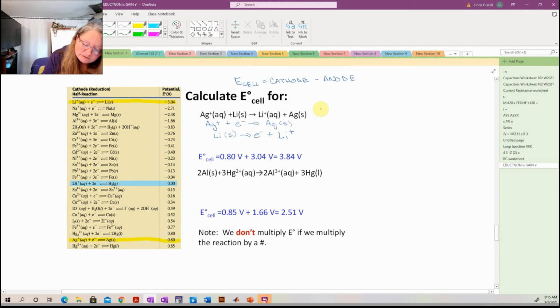Now let's do our cell diagram. Remember, we start with the thing that is a solid going to its ion. And then here's my salt bridge. And then what am I doing? I'm going to take an ion plus and turn it into solid. Just working our way through the anode and the cathode.